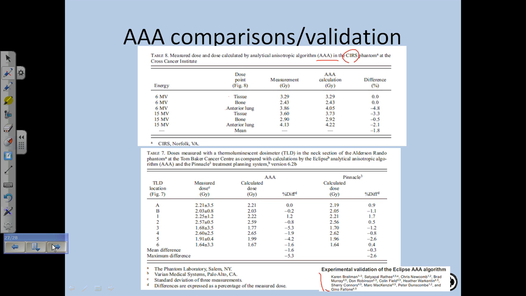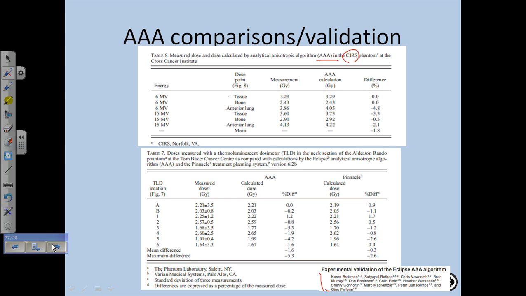In the next section, this is the Rando phantom at Tom Baker, also in Alberta, with Eclipse AAA and Pinnacle. So here they calculated AAA and Pinnacle. Here they just calculated measured versus AAA. Down here, they had TLDs at different locations. There's the measured dose from the TLD, and the calculated dose by AAA, percent difference, calculated dose by Pinnacle, and percent difference.